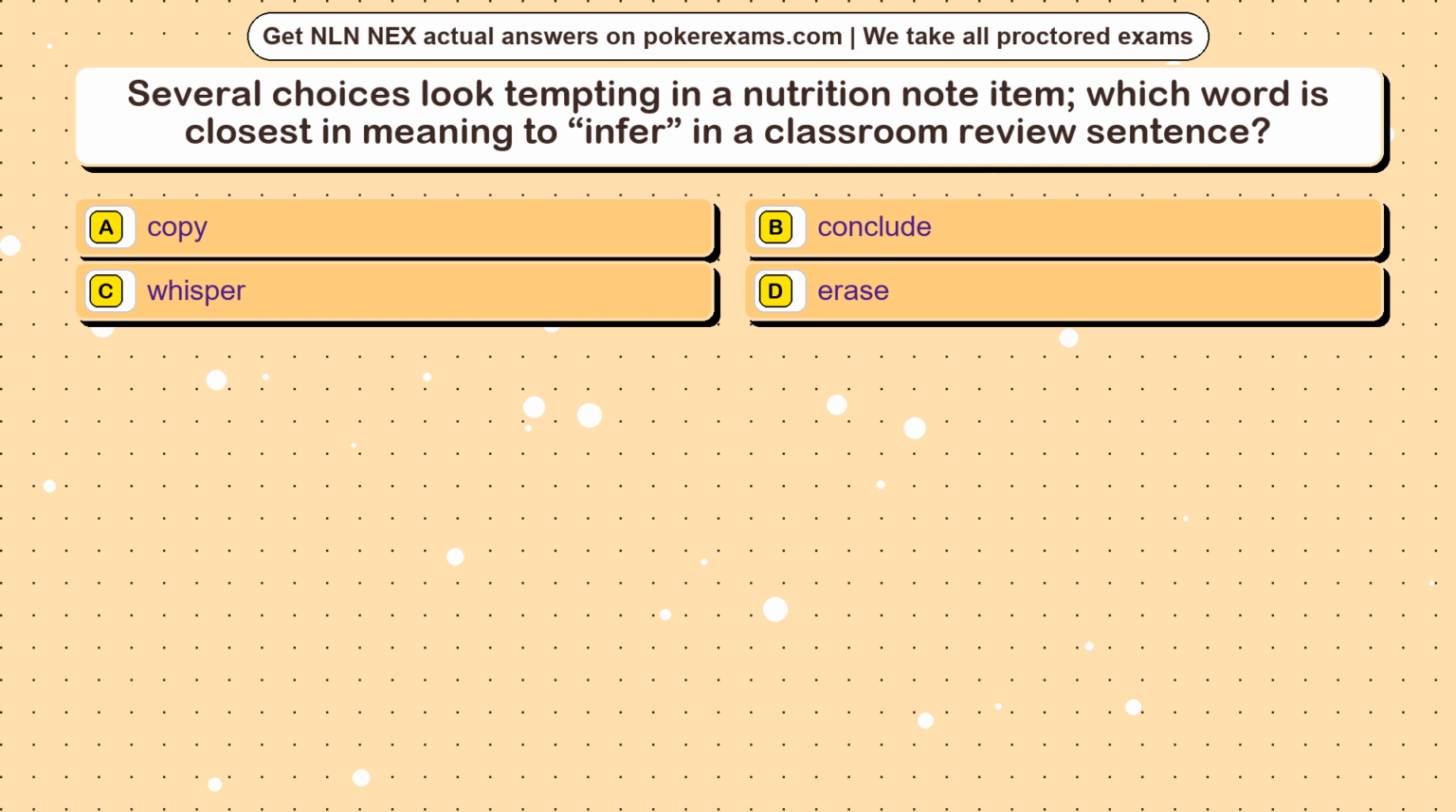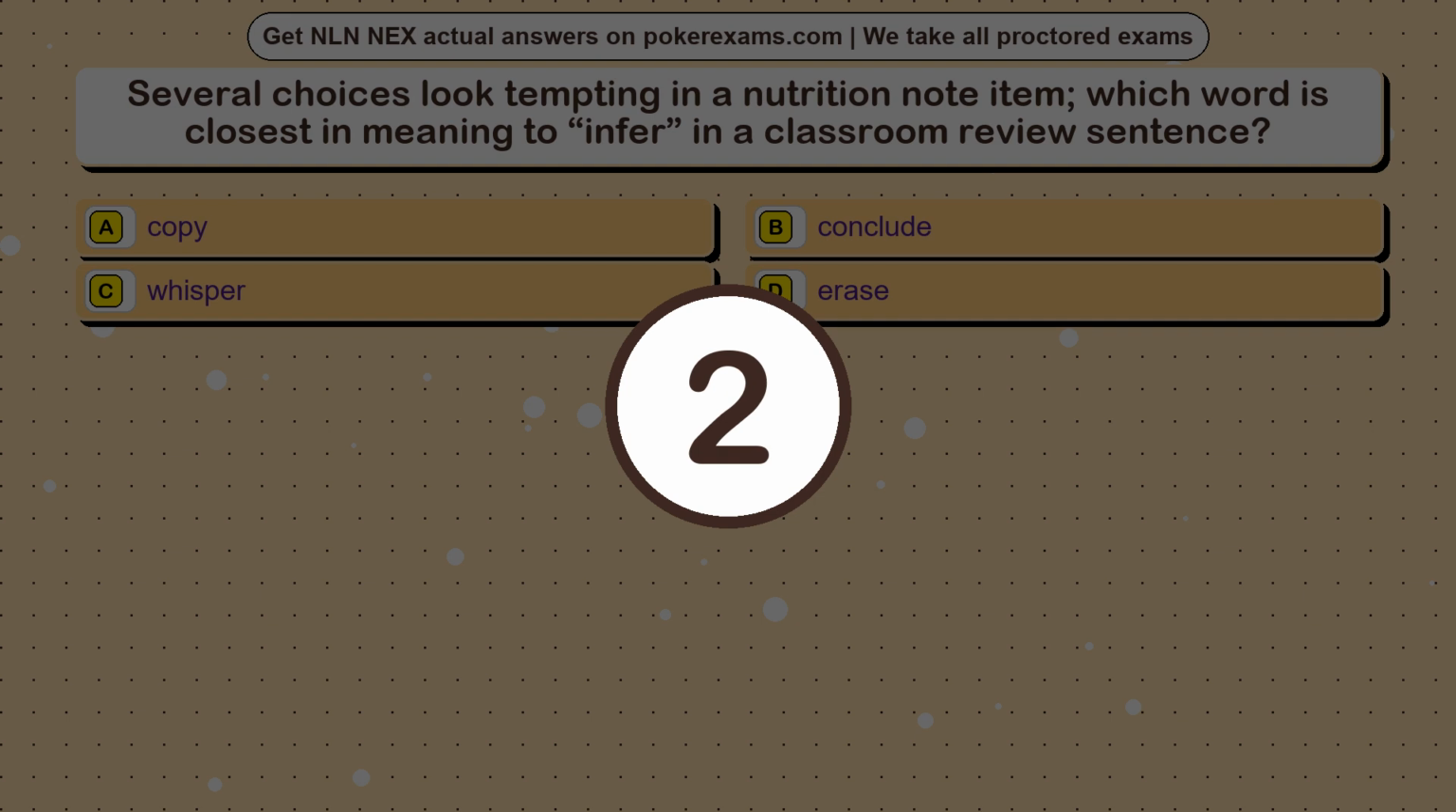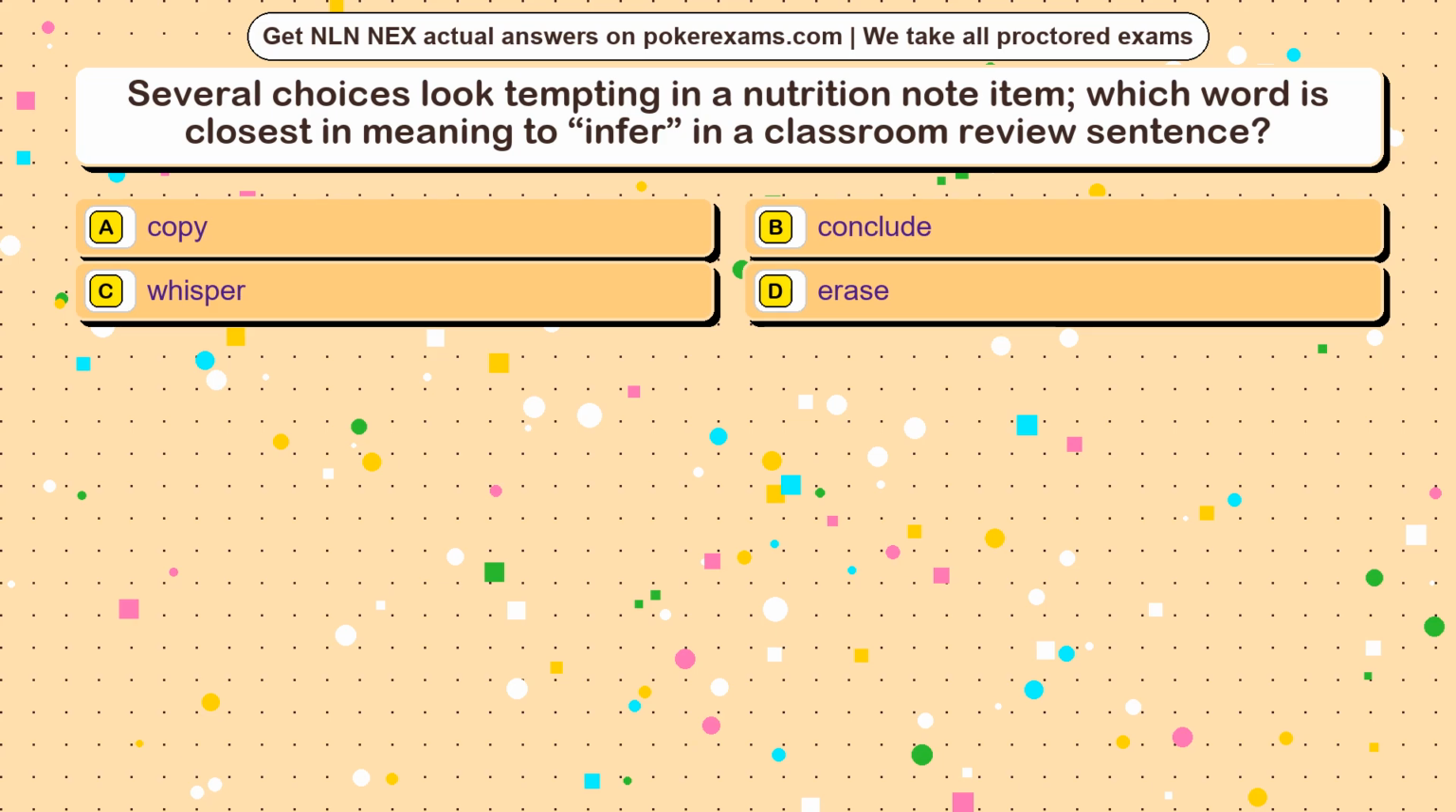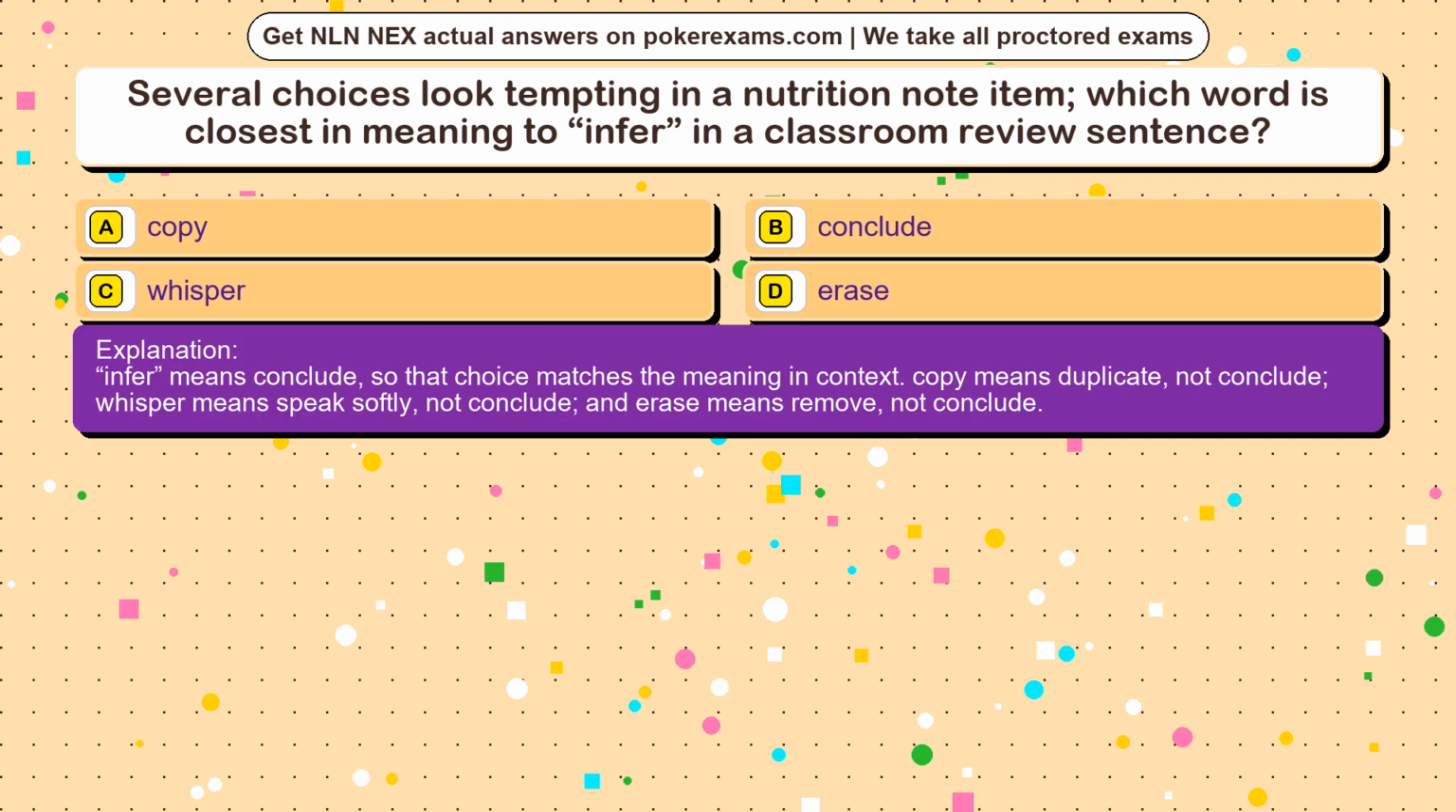Question 12. Several choices look tempting in a nutrition note item. Which word is closest in meaning to infer in a classroom review sentence? Option A, copy. Option B, conclude. Option C, whisper. Option D, erase. The correct answer is option. Infer means conclude, so that choice matches the meaning in context. Copy means duplicate, not conclude. Whisper means speak softly, not conclude. And erase means remove, not conclude.